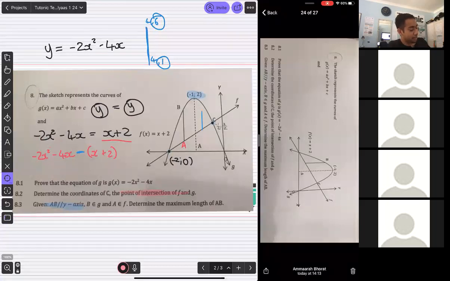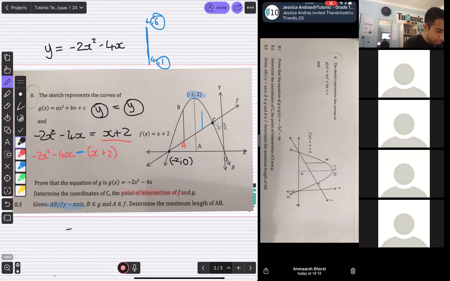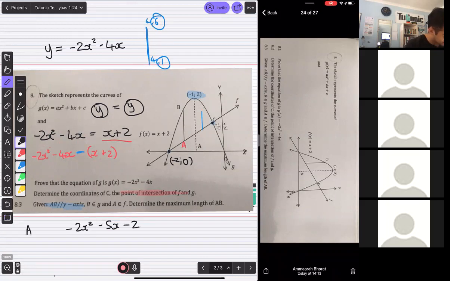So AB is just the difference between the y values of the two graphs. So the y value of the parabola is that, and the y value of the straight line is that. So AB is just that minus that. You guys agree? Yes. So if I simplify it, it becomes minus 2x squared minus 5x minus 2. So that's AB. Do you guys agree? That's AB.